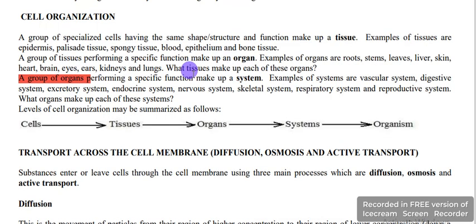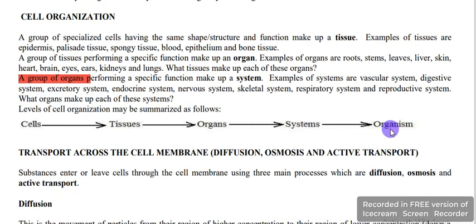We have levels of cell organization, which may be summarized. We have the cells. From the cells, we come up with tissue. So a group of cells make up a tissue. A group of tissues make up an organ. A group of organs make up the system. A group of systems make up an organism.